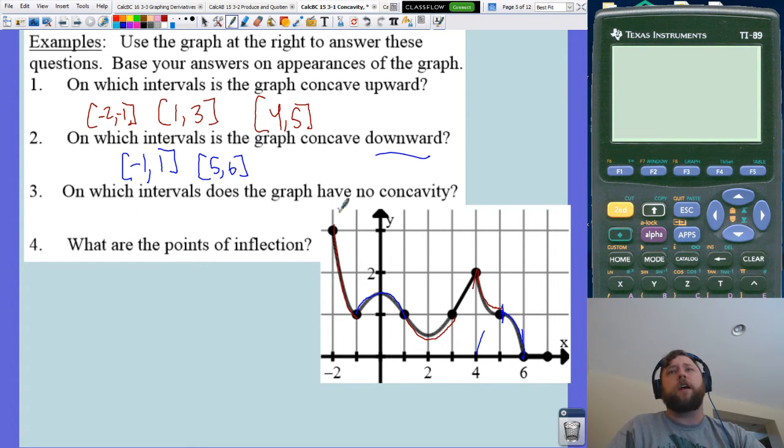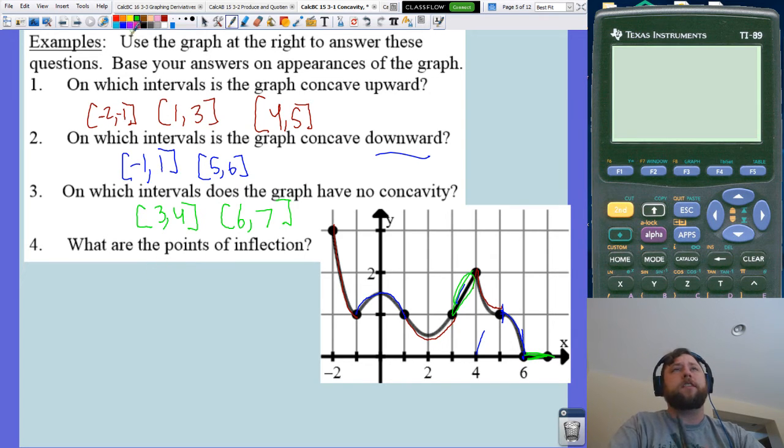Now, which intervals does the graph have no concavity? That's like a straight line, you can't tell. Let's do that in a different color, let's do that in green. That's going to be from here to here, so from 3 to 4. And also on this straight part right here, from 6 to 7. So those are my intervals.